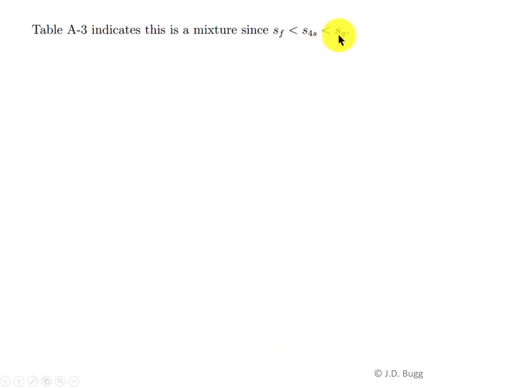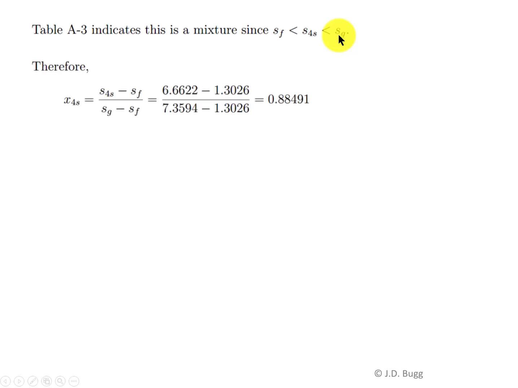between SF and SG. So that tells us that it's a mixture. So we'll use that entropy to calculate a quality. So the quality, x4s, is S4S minus SF divided by SG minus SF. And we have all of these values of entropy. This is our S3 value, and this is SF and SG from table A3. So all of that tells us that the quality at the exit of the isentropic nozzle is 88.491%.